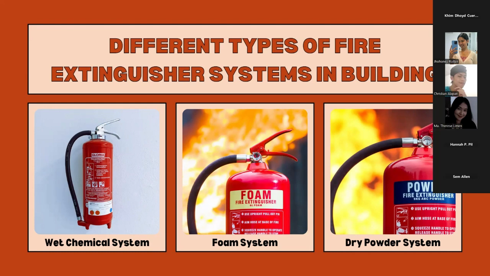The third one is the dry powder system. What is dry powder system? It releases a fine dust-like powder designed to reduce heat and interrupt combustion when put into contact with flames. This system is most commonly used in warehouses or industrial complexes where large fires can occur quickly. Next slide.